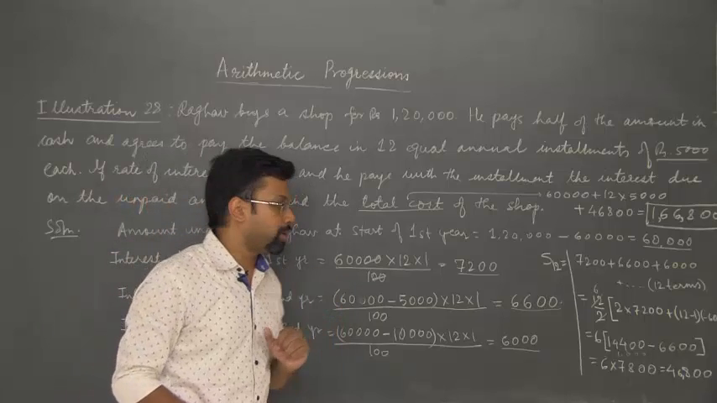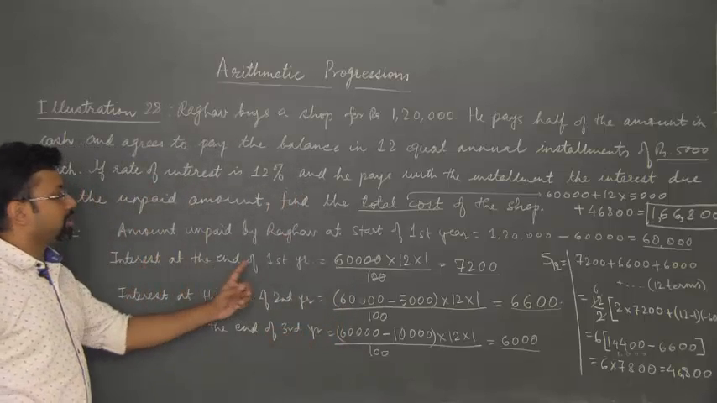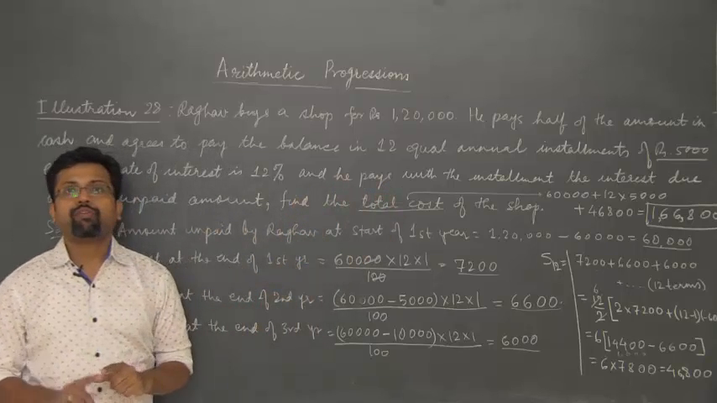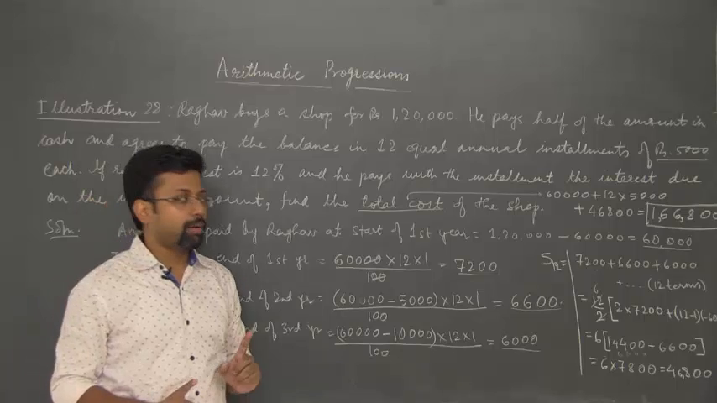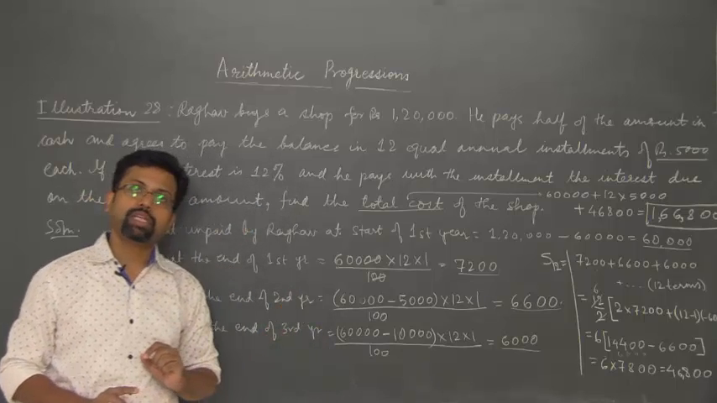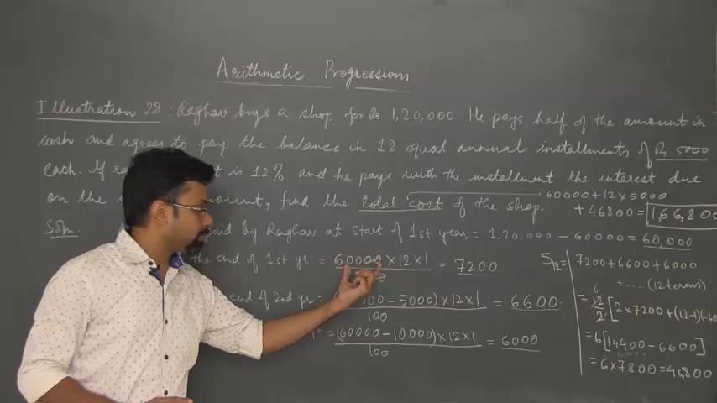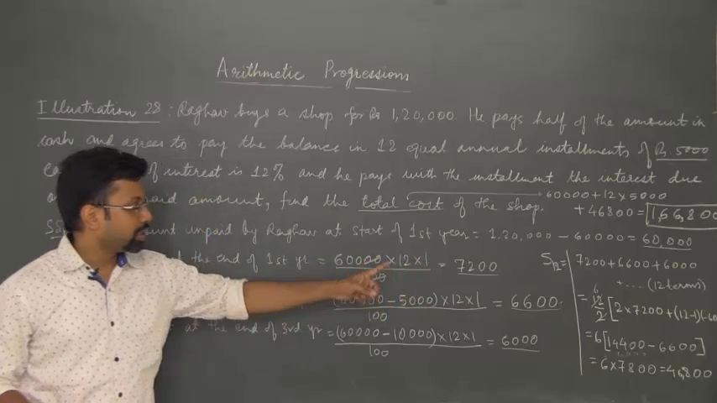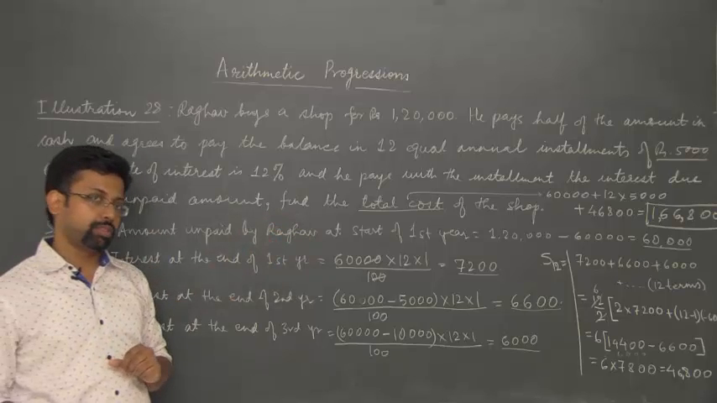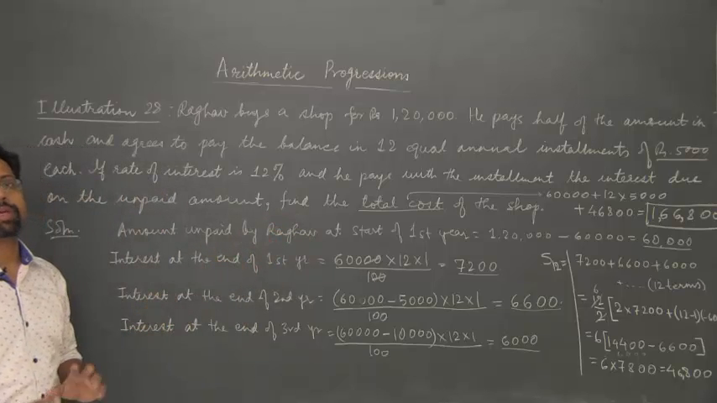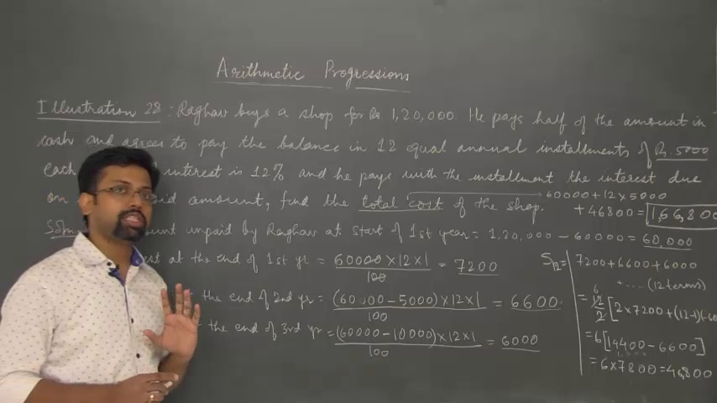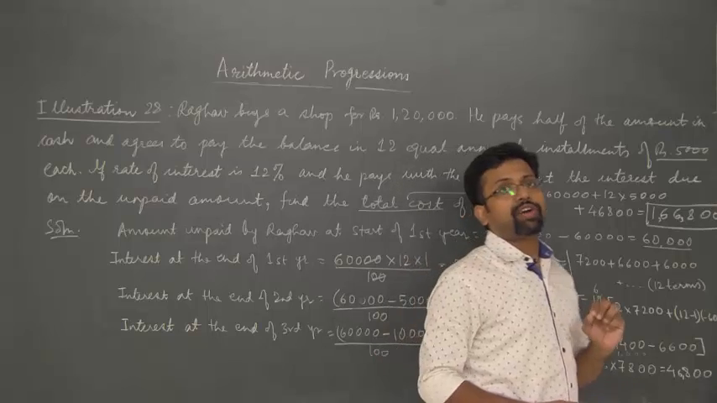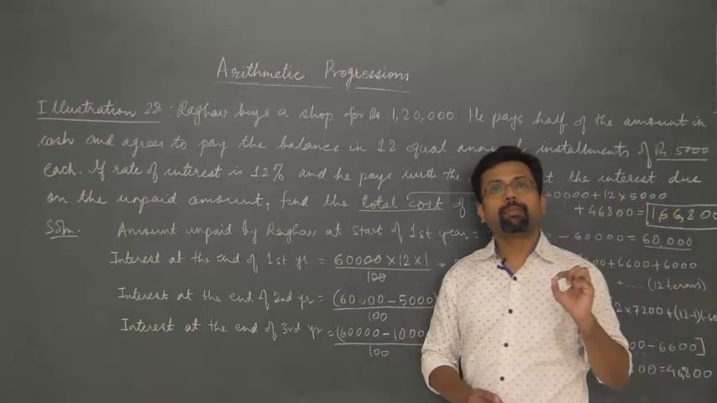The second aspect that will come into picture is the interest that he needs to pay for the unpaid amount. What will be the interest at the end of first year? Since he has paid 60,000 upfront and for the full year he did not pay anything, the amount that was left to be paid was rupees 60,000. So this becomes the principal. The interest is 12%, time is 1 year, you get an interest of 7,200 rupees. At the end of the first year, he pays 5,000 rupees out of the 60,000 principal amount that was there. So now 55,000 rupees is what is unpaid.